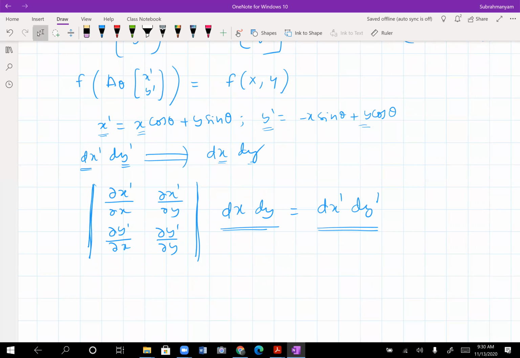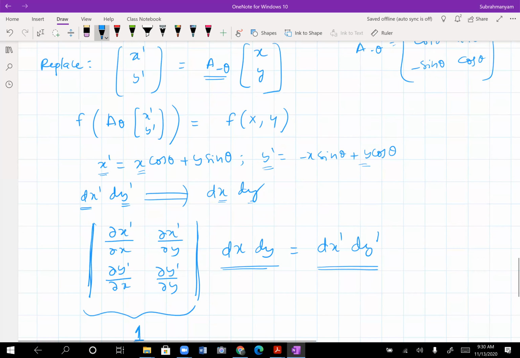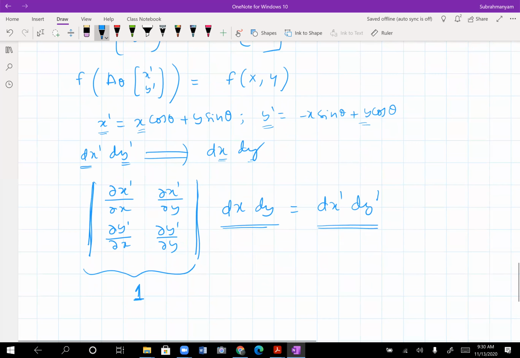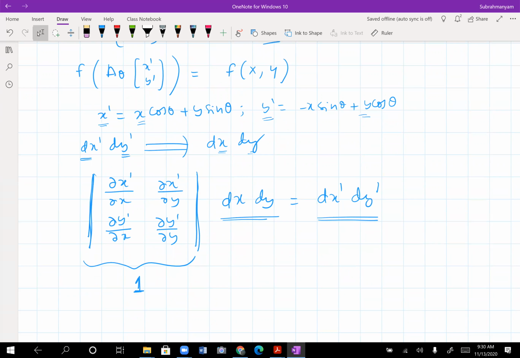Can you tell me the value of this determinant? 1, sir. Right. This determinant value is 1. You just simply check here, apply it. You will see that you'll be getting determinant cos square theta plus sin square theta. So that implies your dx dy is equal to dx prime dy prime.